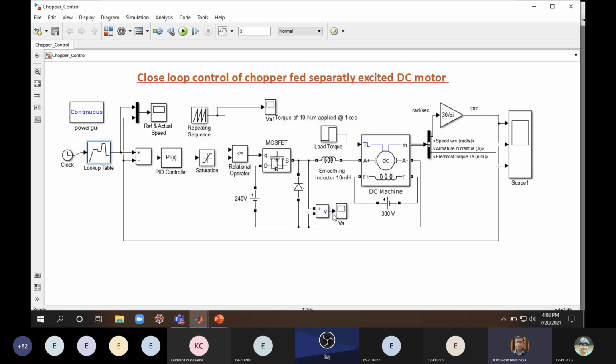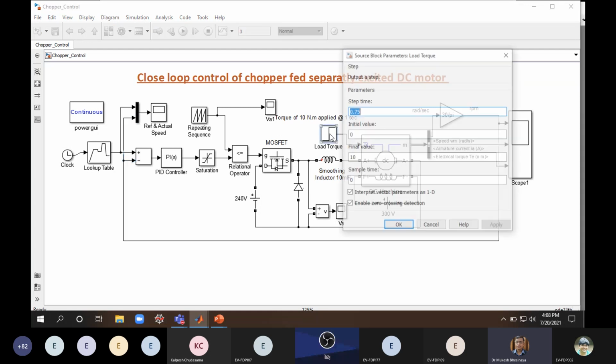So you can see the variation here in a single graph, and this is the feedback that I'm taking. In a motor block, you also have a measurement port from where you can measure various parameters, and you can use it either to give the feedback or just to monitor it.